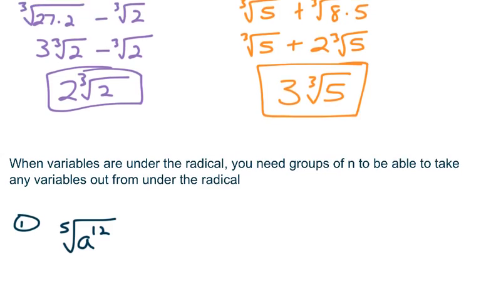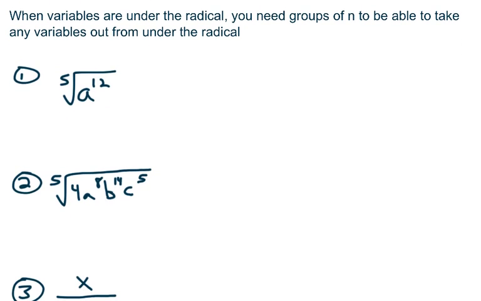All right, the final thing in section 5.2 is the idea of when variables are underneath a radical. So when variables are underneath a radical, you need groups of n, and n is the index of the radical; I'm going to underline this and circle that because those are the same. When I reference n, you need groups of n to be able to take any variables out from under the radical. So in number 1 here, you need groups of 5 to take any variables out from the radical.